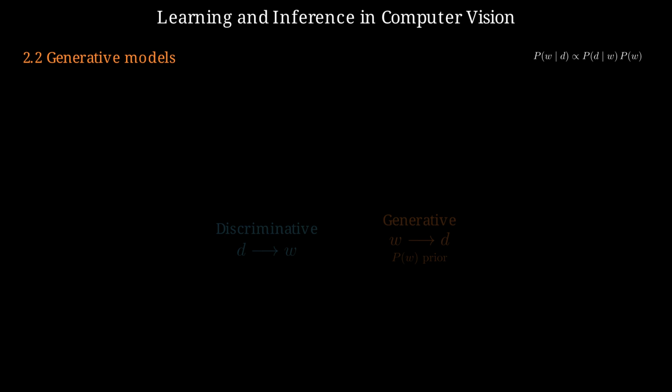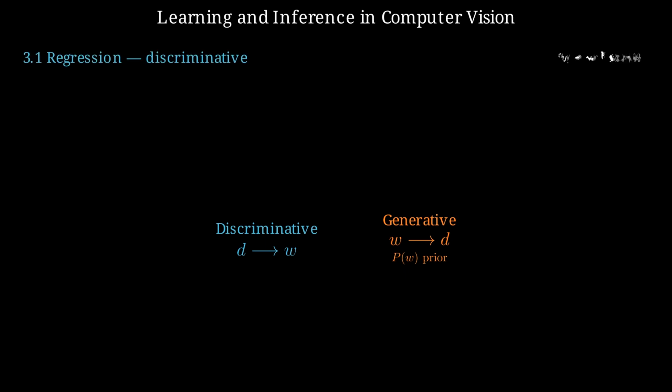Graphically, discriminative models draw an arrow directly from D to W. Generative models draw arrows from W to D, with W also receiving a prior. Both can achieve low test error, but they make different structural commitments. Generative models must explain all variation in pixels or features, including background clutter that may be irrelevant to the label. Discriminative models may ignore those variations if they do not help prediction.